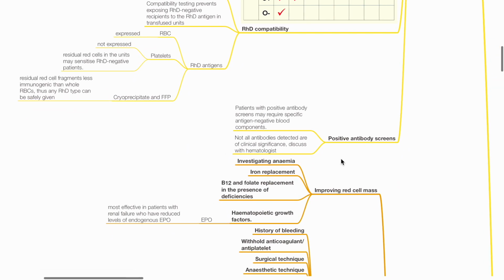Positive antibody screens. Patients with positive antibody screens may require specific antigen-negative blood components. However, not all antibodies detected are of clinical significance.